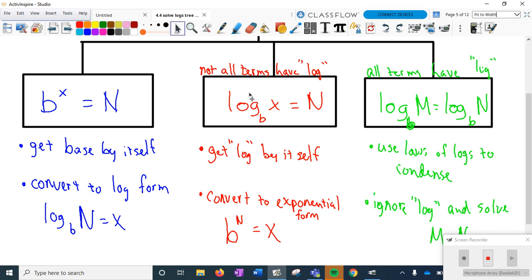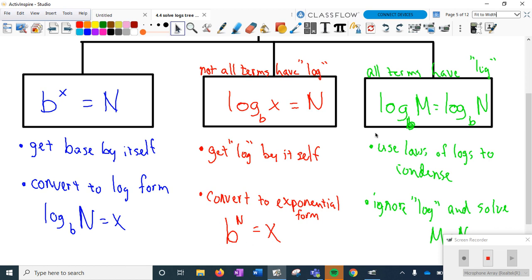The other type, and we're going to look at another set of these today, is if not all terms have the log on them. If not all terms have log on them, then your goal is to get that log part by itself, and then either convert it to exponential form or use that exponential base as the inverse.